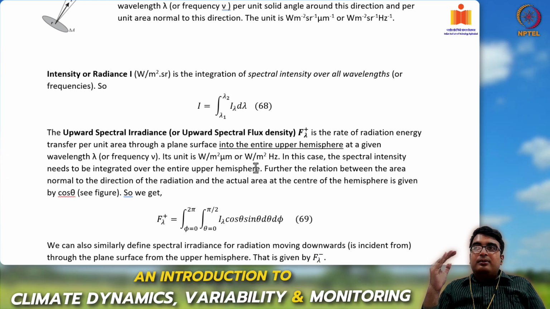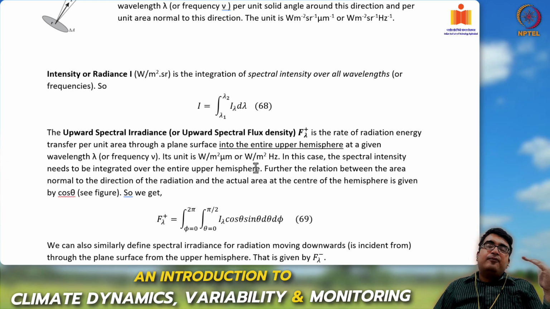The next terminology is called upward spectral irradiance. Remember, the first is intensity or radiance. Here we are looking at flux density or irradiance. It's often called upward spectral irradiance or upward spectral flux density.